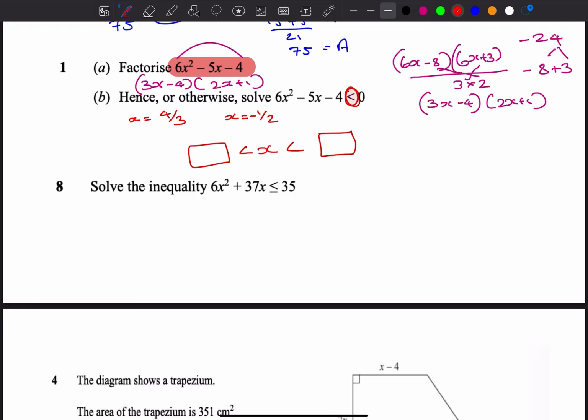This is what we call less than. Now the smallest number is minus a half because it's negative, and the biggest number is 4 over 3. You don't need the box. Let's get rid of the box. There you go. That's the answer. Let me write this a bit closer so it looks better.